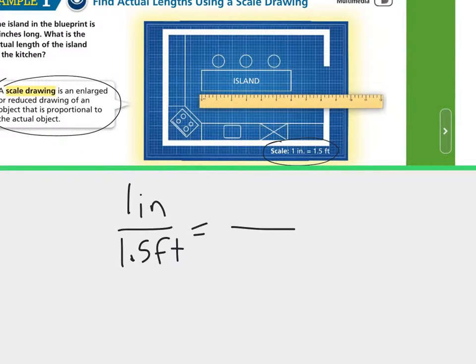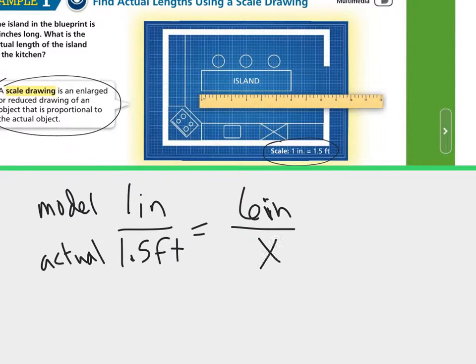And then what we can do is make this proportion. This is what I like to do, and this is how most books do this. For some reason, this book's not doing this. But usually we put the model length on the top and then the actual length on the bottom of our fraction. And so in this case, the model length is on our blueprint, which was 6 inches. Usually when you do these proportions, the units are going to be the same straight across from each other. So notice inches in both of our numerators, and then we're trying to find the actual length of that island.